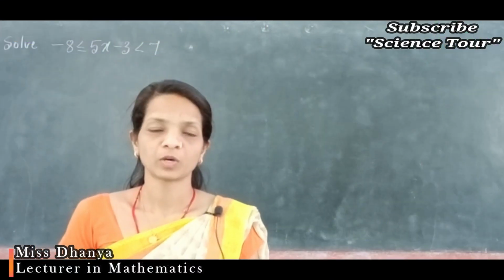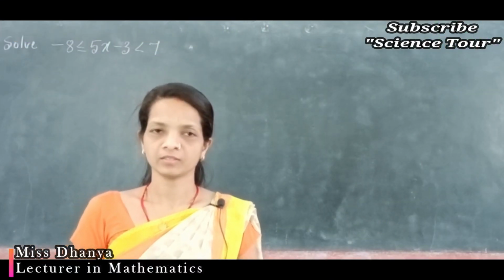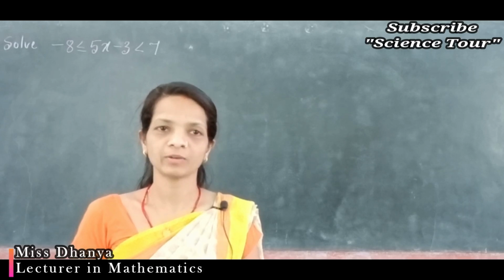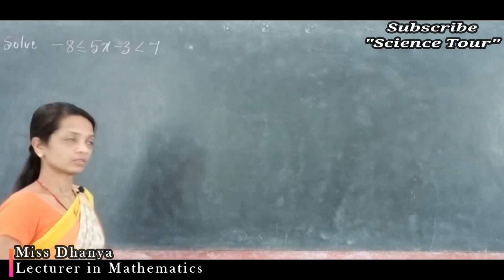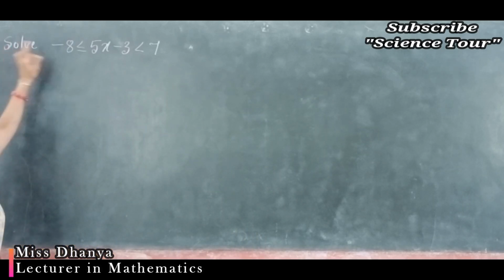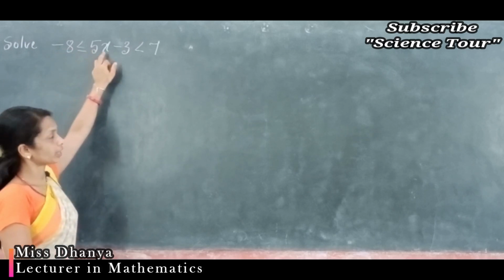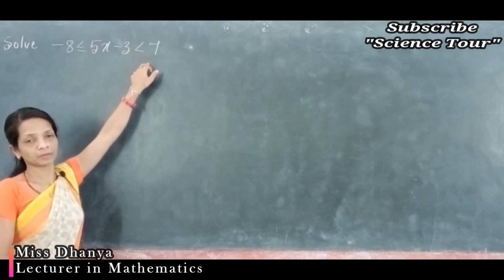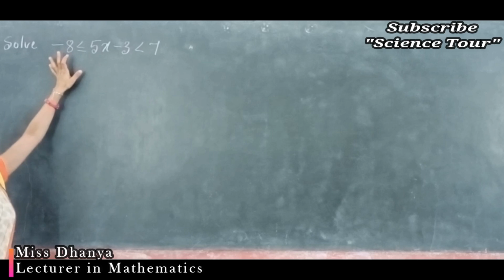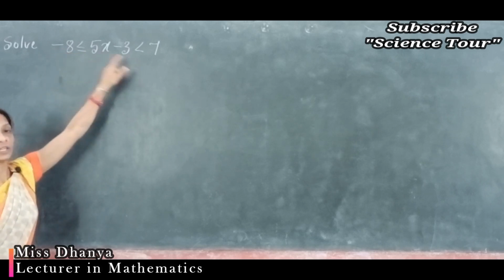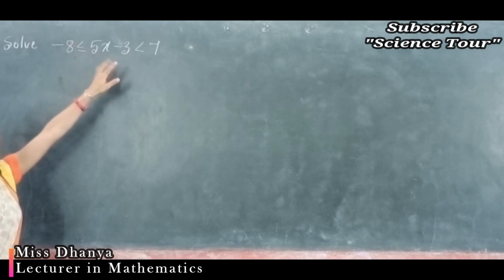Hello students, good morning. Welcome to Maths online class. Problems in linear inequalities chapter. Next is solve minus 8 less than or equal to 5x minus 3 less than 7. In this inequality expression, you can see two inequality symbols, less than or equal to and less than.